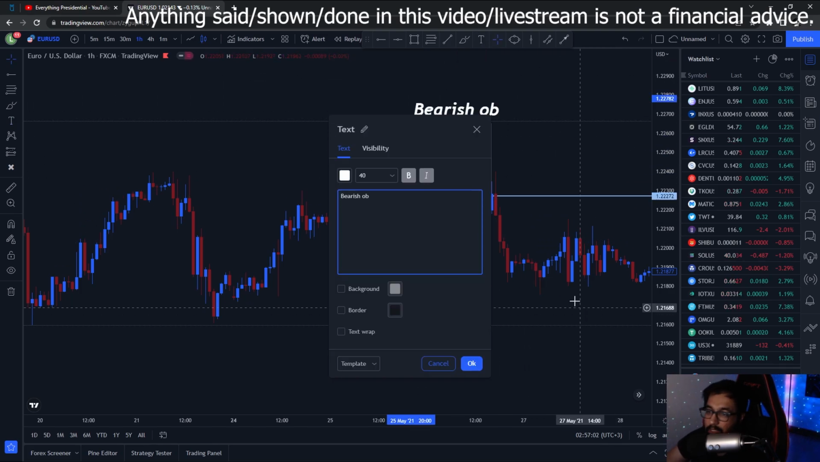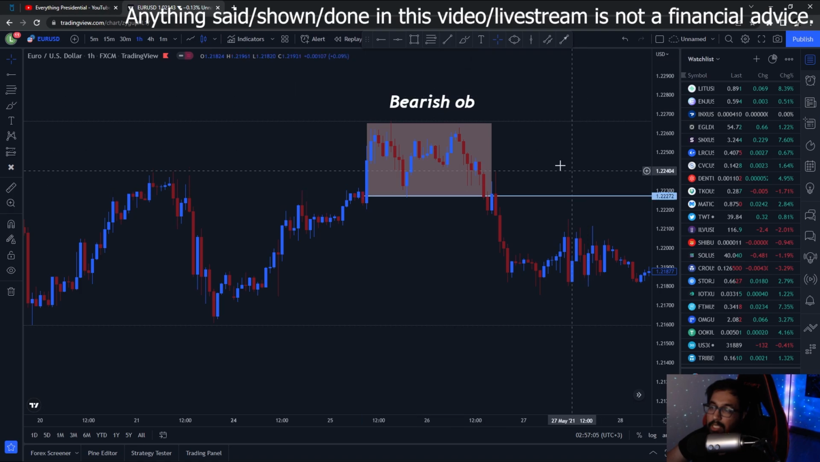First of all, let me label this as a bearish order block. So in a bullish order block, we'll look for the last selling candles. So for a bullish order block, what do we look for in the range?